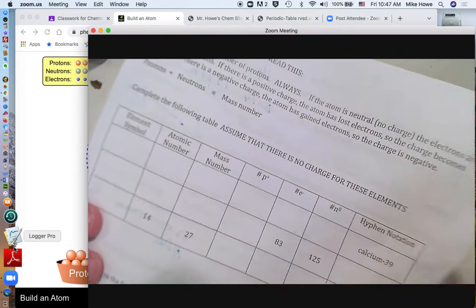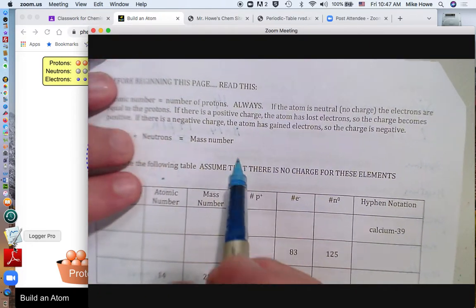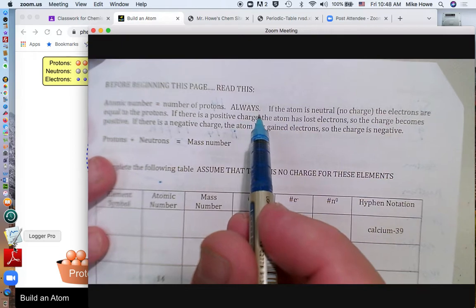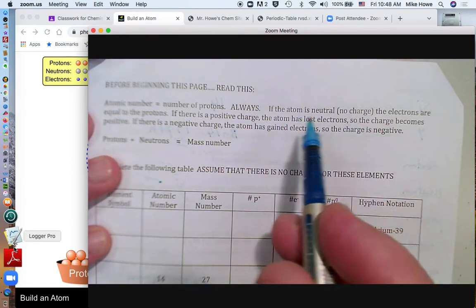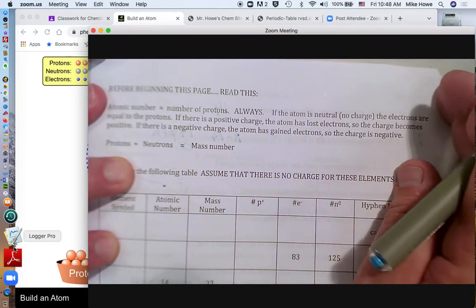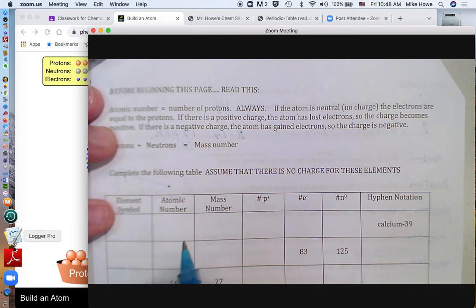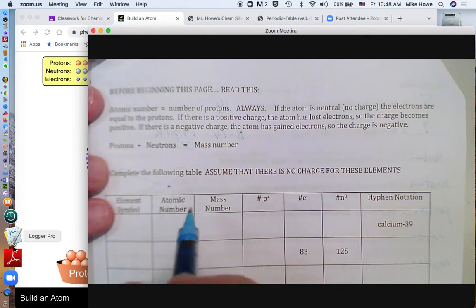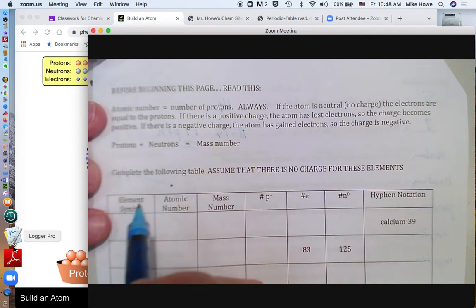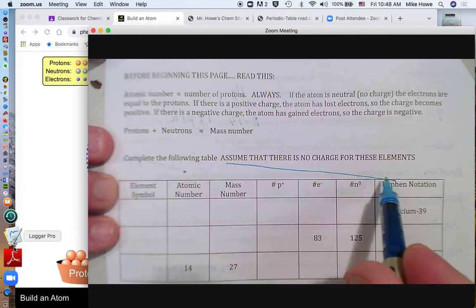Okay, notice it says read this. So atomic number is the number of protons, always. If the atom's neutral, the electrons are equal to the protons. If there's a positive charge, the atom has lost electrons, so the charge becomes positive. If there's a negative charge, the atom has gained electrons, so the charge is negative. And then, of course, protons plus neutrons equals the mass number. Notice it says assume there is no charge for these elements.